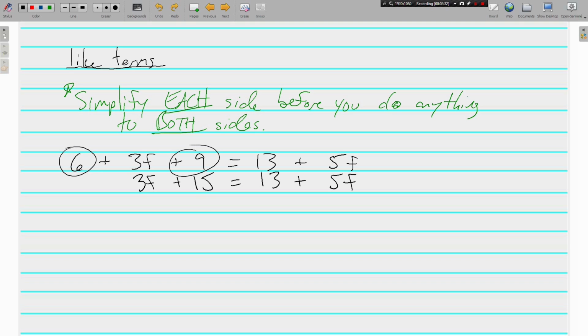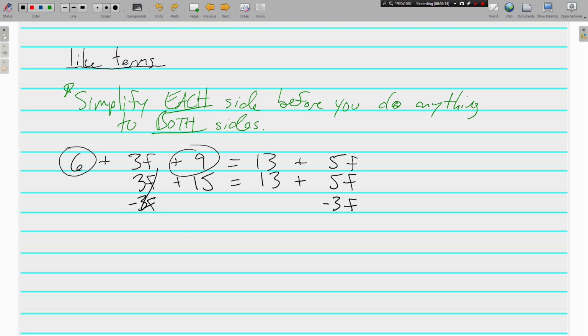Now that we've simplified, we can go ahead and solve the problem. If you notice, I've got 3f on the left and I've got 5f on the right. We want to get our variables together first. And it does not matter if we get them together on the left or the right side. But the first thing I want to do is get all my f's together. So I'm going to take them away from here. I've got a positive 3f, so I'm going to subtract 3f. And if I subtract 3f on the left, I have to subtract 3f on the right.